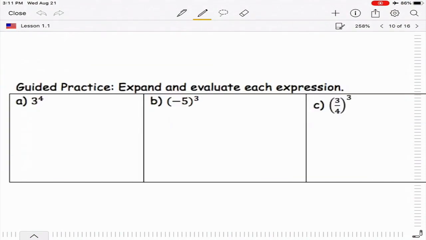All right, do this on your own. Expand and evaluate each expression. Expand is writing it out like a multiplication problem. I showed you how to do that. And then evaluate means to solve. You can do one of two things. You can solve it as the exponent using the caret, or you can solve it as a multiplication problem based on the work that you did when you expanded. Either one's going to get you the right answer. Just solve it.